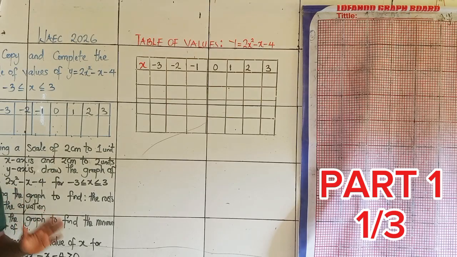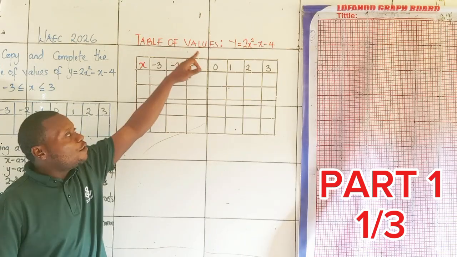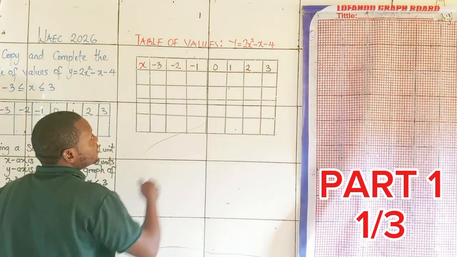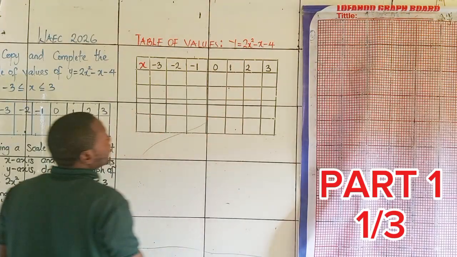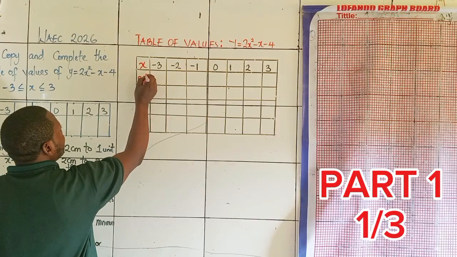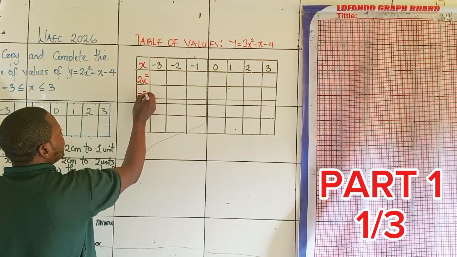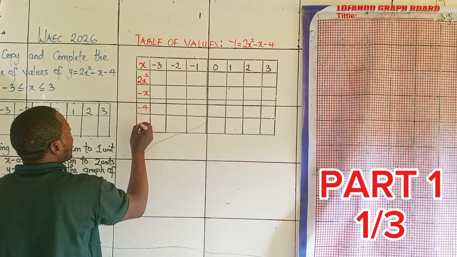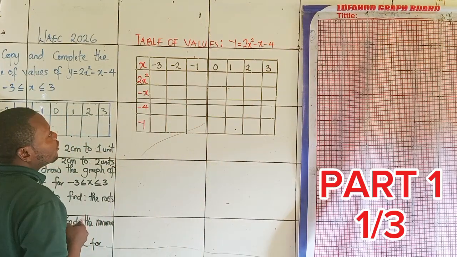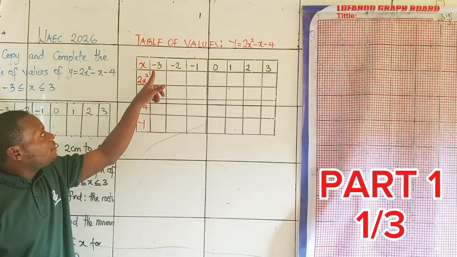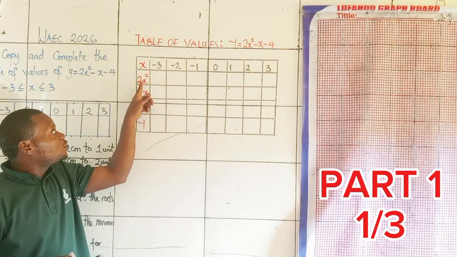Now, before anything, if a graph question is given to you, you need to form a table of values. To form a table of values, this is what we are going to do. You start by writing the value of y. So the value of y starts from 2x squared, followed by minus x. The sign is very important, minus x, followed by -4, and then we have y. When you have this, the next thing is to substitute the value of -3 in x squared. So we have 2x squared.